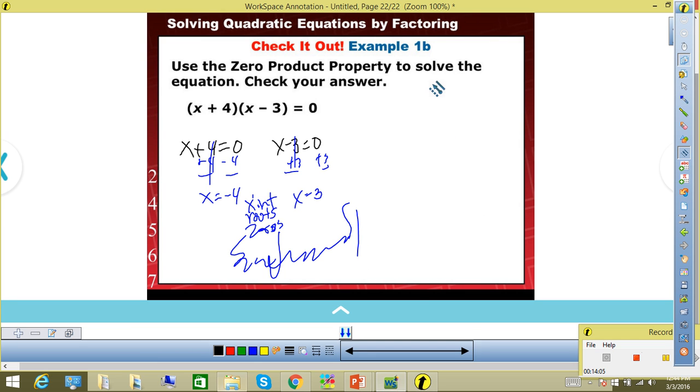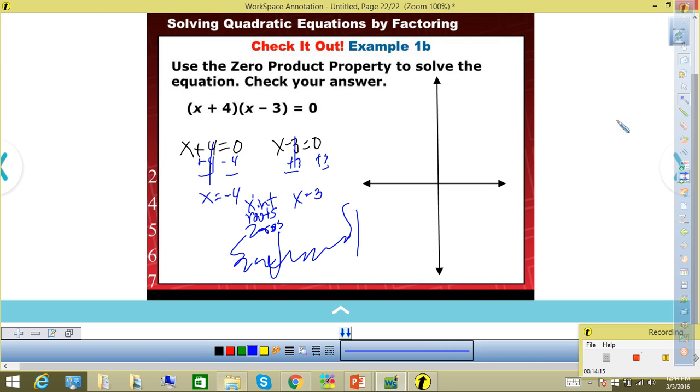Let's graph. Can somebody give me the y-intercept? Hands for that. Angel. Negative 12. Yeah, it goes down here. Tell your neighbor how we got that, please. Talk it over with your neighbor. How we got negative 12.